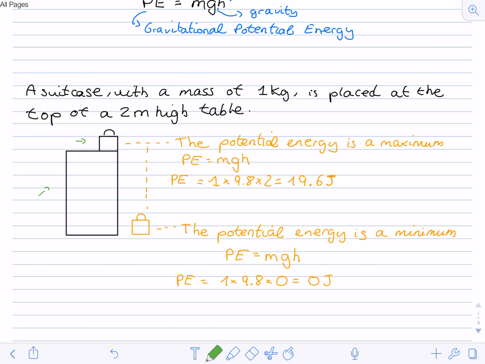But what if the suitcase is just on the ground right now? Well, the potential energy is at a minimum. Why? Because the perpendicular height is equal to 0, and anything multiplied by 0 is 0. So you can see the potential energy is going to be 0 joules.